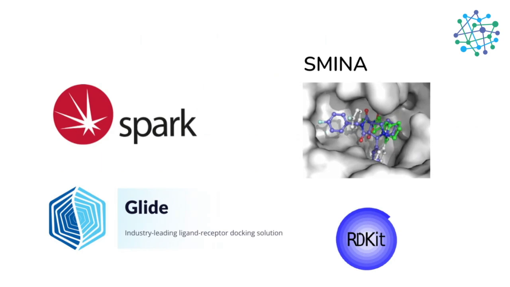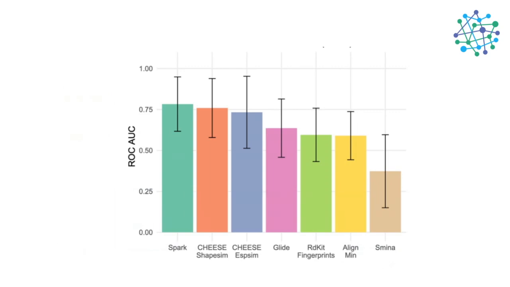Now, in this benchmark, there was evaluated Spark, Glide, Smina, which is another docking method, and RDKit fingerprints. And these are the results. I have said that evaluation in terms of ROC is not optimal in virtual screening benchmarks, but this benchmark is more akin to some classification task where you need to distinguish the active side chains from inactive ones. So in my opinion, it's appropriate to use it.